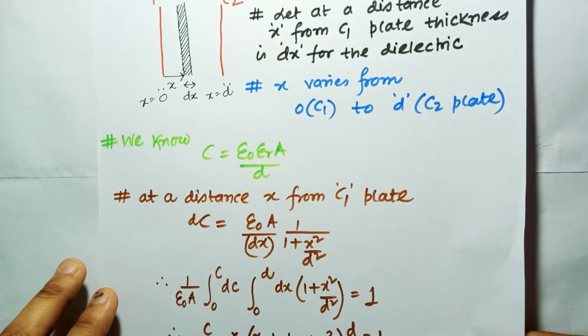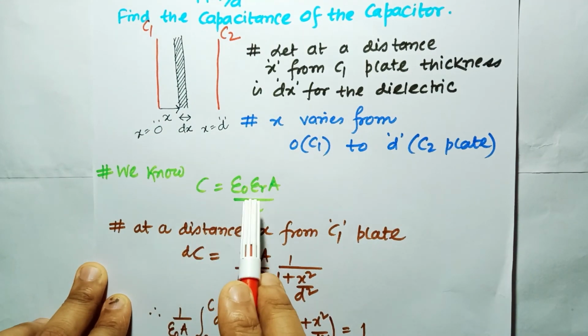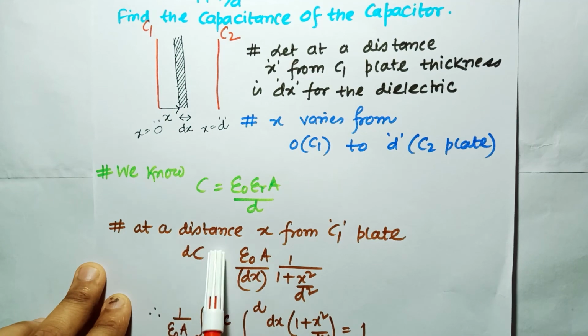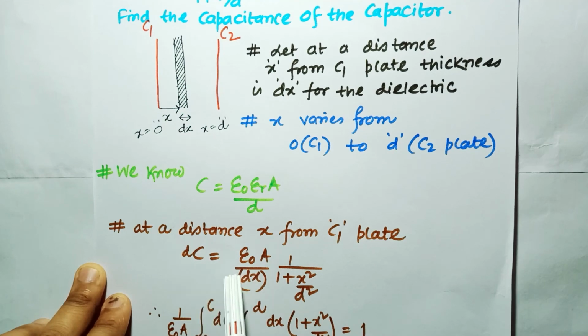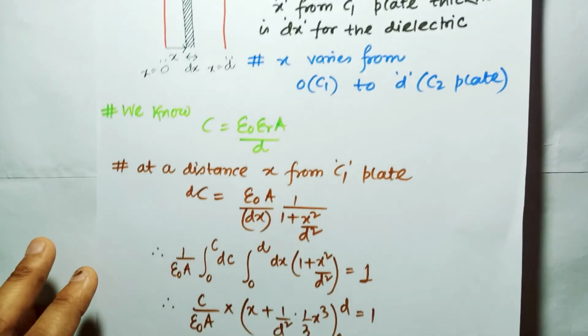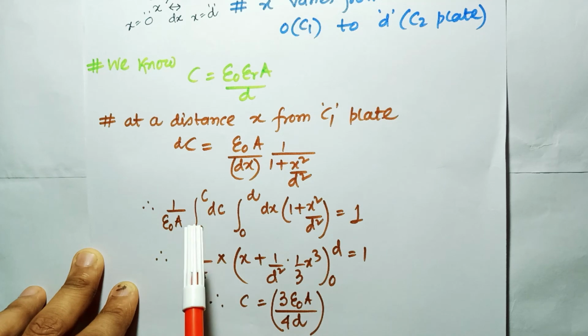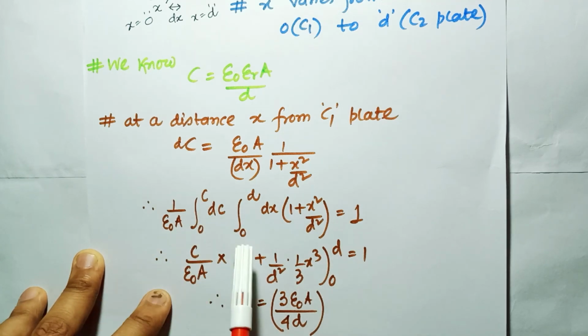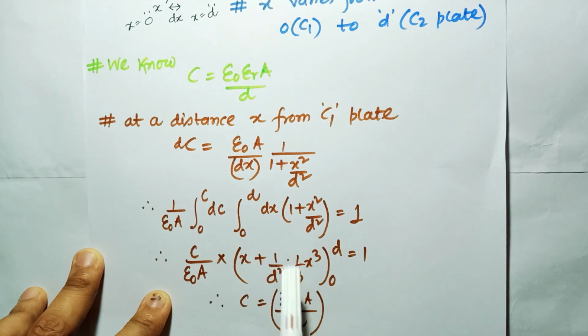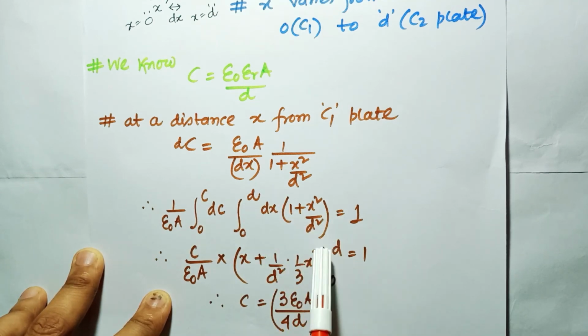We know the capacitance formula is C is equal to epsilon naught epsilon r A by d. Now at a distance x from the C1 plate, the elementary capacitance will be epsilon naught A by thickness dx times epsilon r, that is 1 by 1 plus x square by d square. So I need to integrate, where C has the lower limit 0 and the upper limit capital C, the final value of the capacitance. So 1 by epsilon naught A, integral of dC from 0 to capital C, and the thickness varies from 0 to d, with dx times 1 plus x square by d square, is equal to 1.